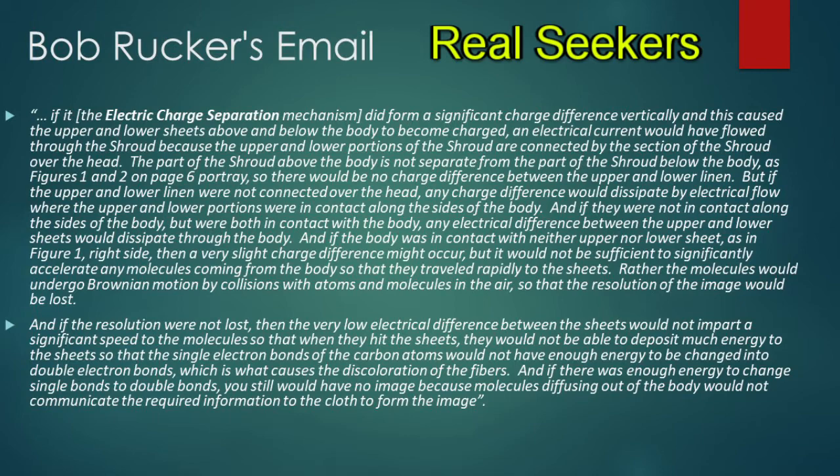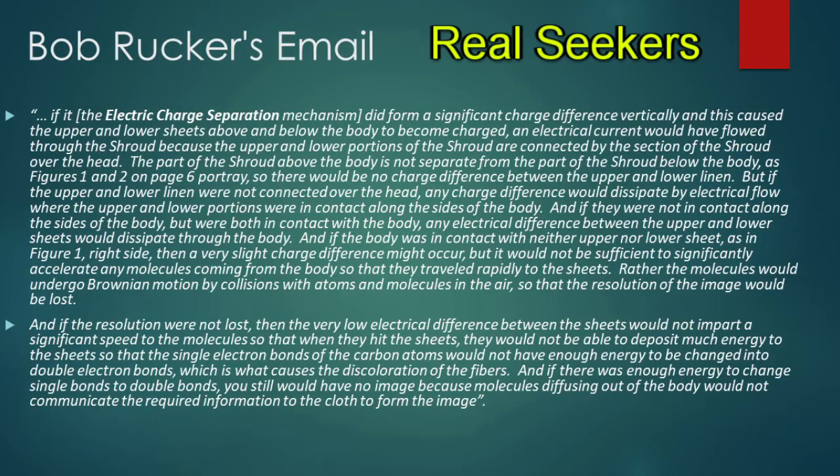Look, the very low electrical difference between the sheets, granting these ridiculous assumptions of the Shroud skeptics, would not be able to deposit much energy to the sheets, so that the single electron bonds of the carbon atoms would not have enough energy to be changed into double electron bonds, as Spicer and Toton suggest. And that's what causes the discoloration of the fibers.